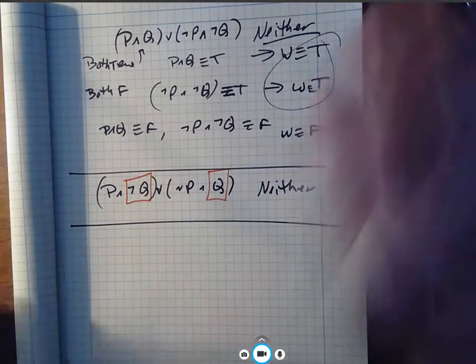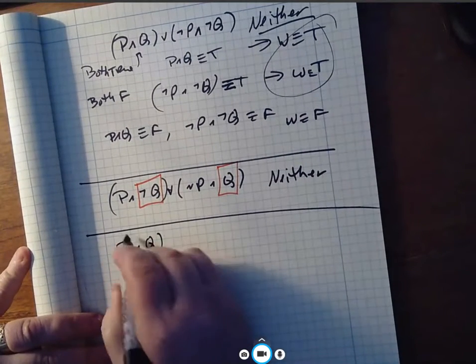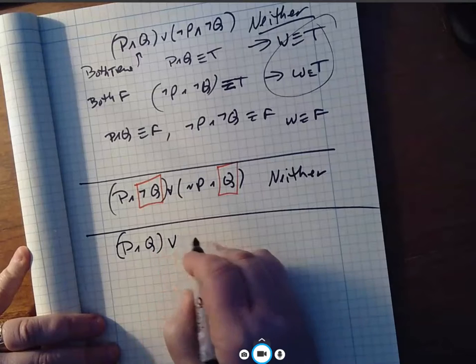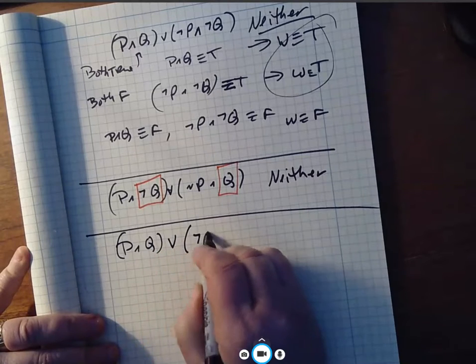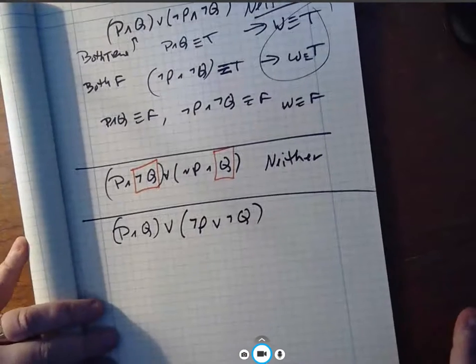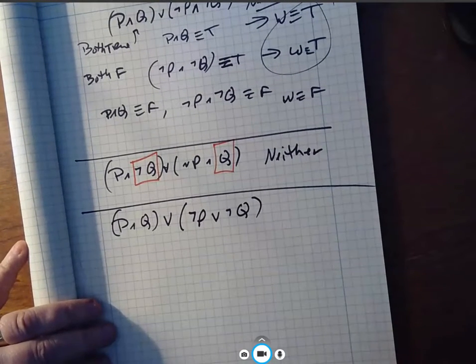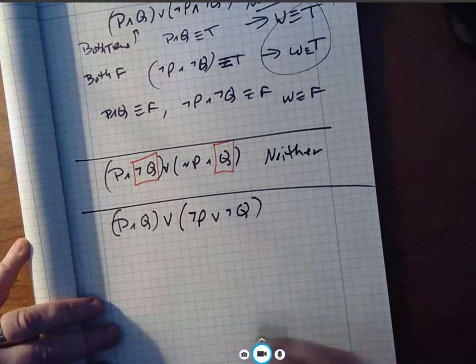Next one. How about we have P and Q or not P or not Q. Now, I want to play with some of my theorems here. I do not want to do a truth table. I do not like truth tables.